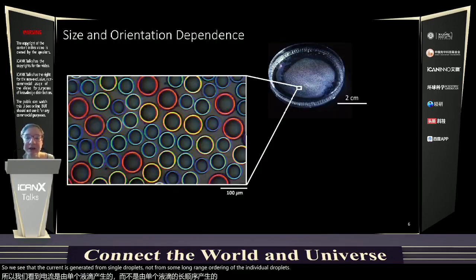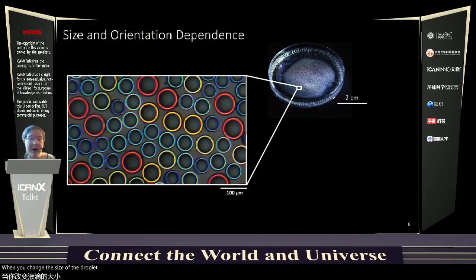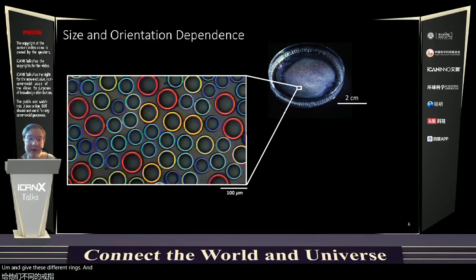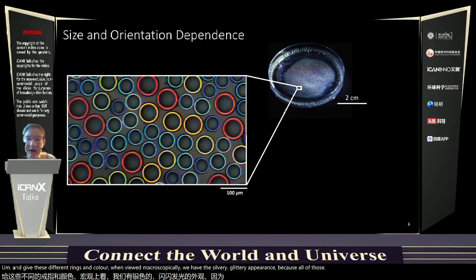When you change the size of the droplet, we also notice that the color changes. So here we have droplets that are all the same shape, but are different sizes, and that give these different rings of color. When viewed macroscopically, we have this silvery, glittery appearance because all of those colors are getting mixed up when they reach your eyes.